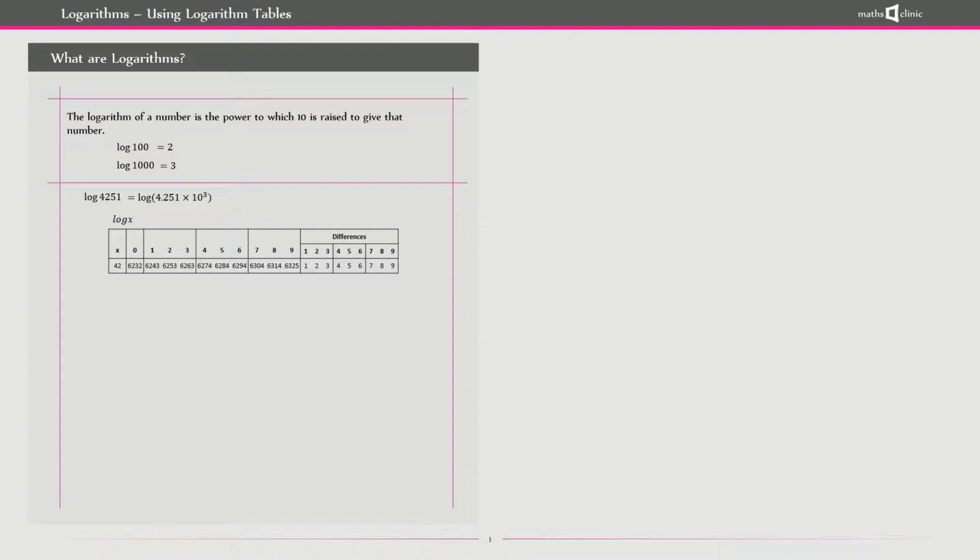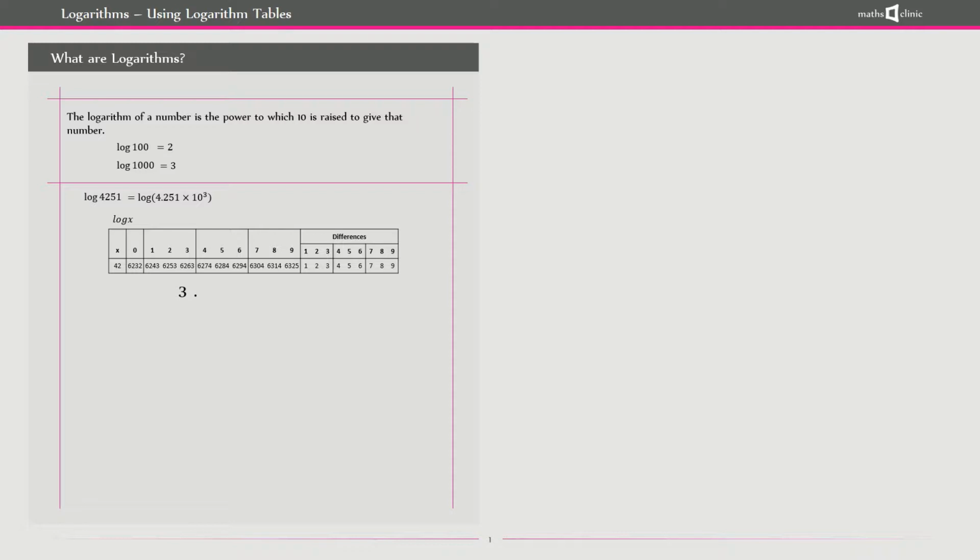Now, to find the logarithm of a number using logarithm tables, there's something we need to do first. We have log of 4251. We need to express 4251 in standard form. So we have log of 4251 as log of 4.251 times 10 to the power of 3. We write this 3 down, the 3, and we say point. Just watch, follow closely.